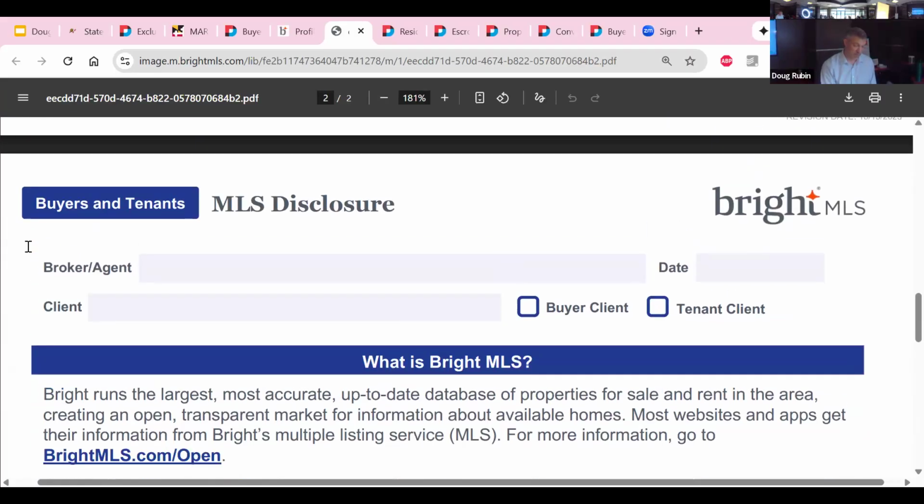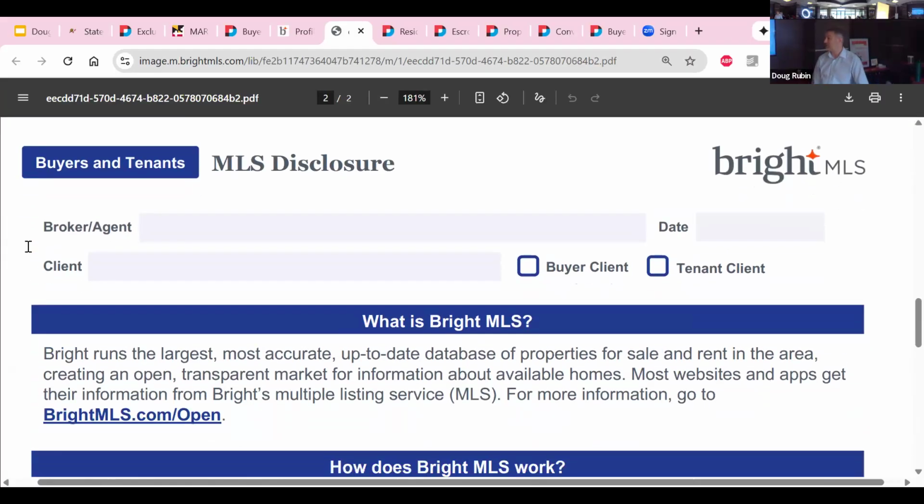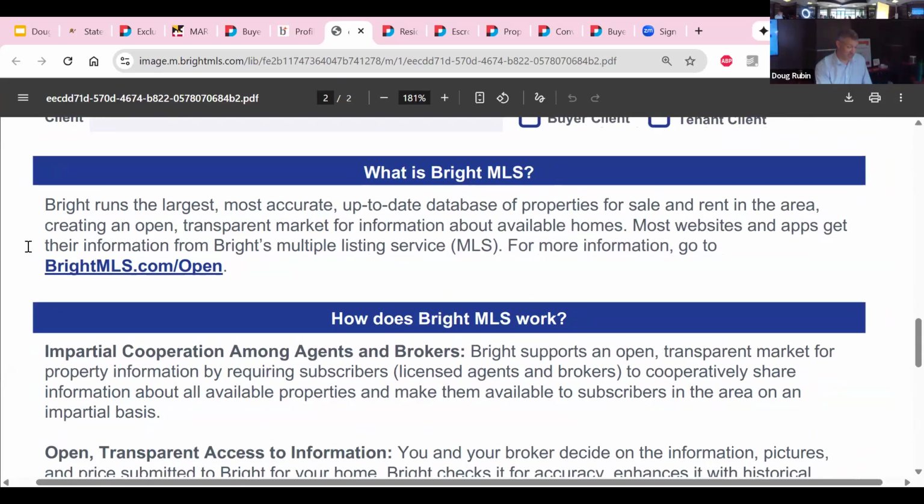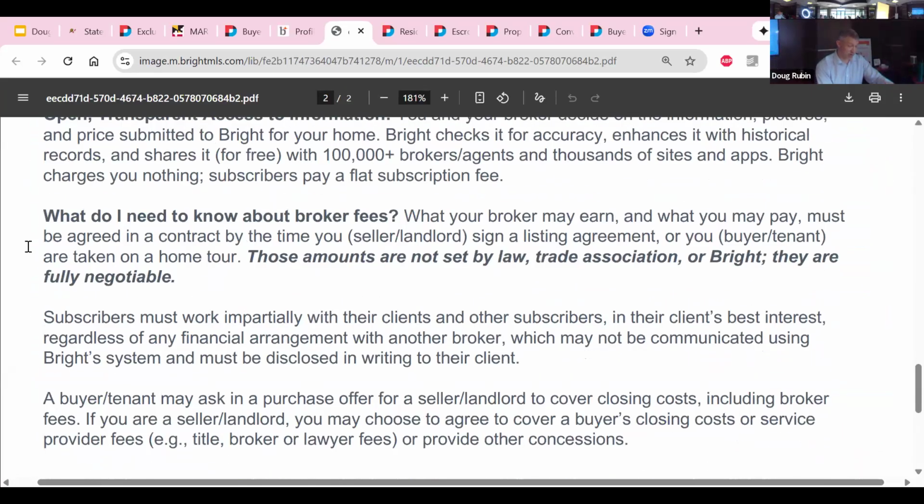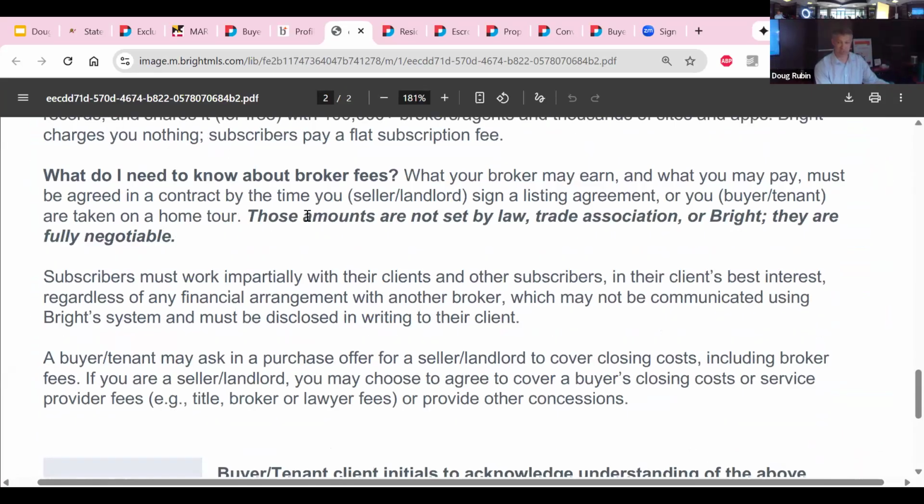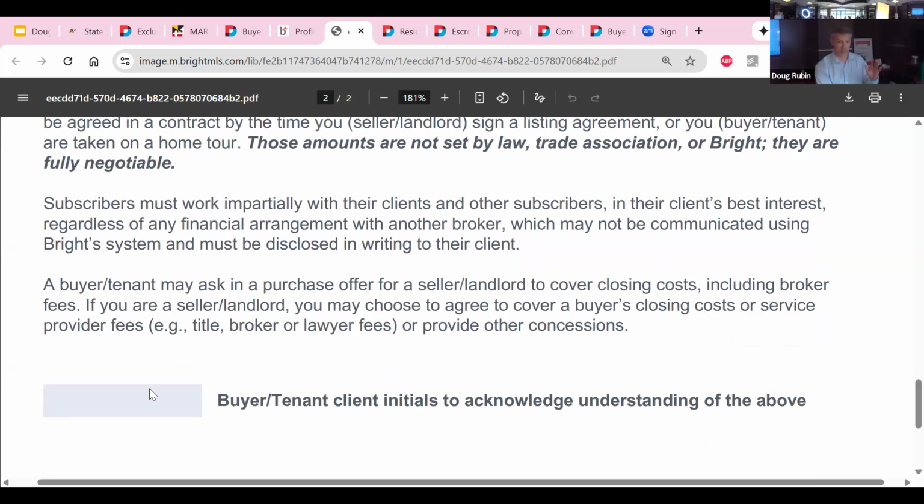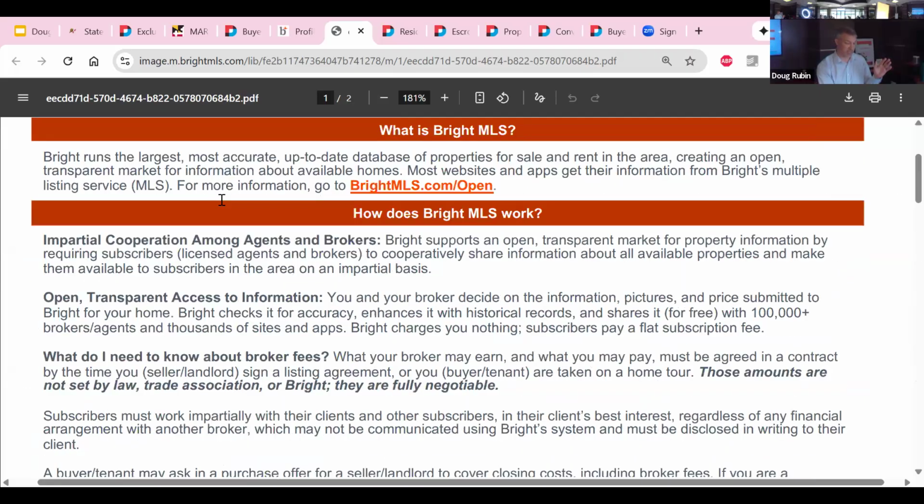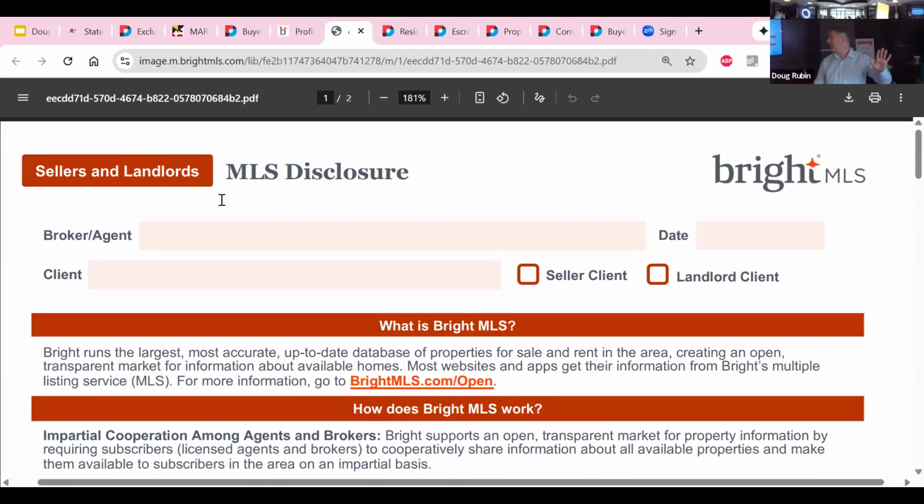If you have a buyer agency agreement, every one of those agreements should have this attached to it. You get them signed simultaneously. All the buyer side does is say, hey, how does Bright work? Oh, and by the way, commissions are negotiable, please initial here. Easy document. If you're working with a seller, your listing agreement should have this red document attached to it, signed at the same time.